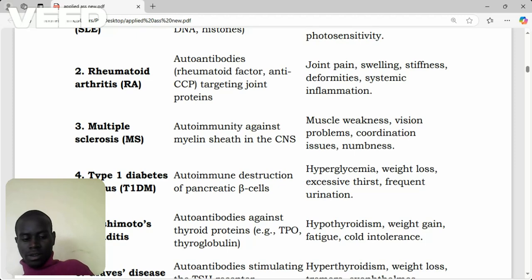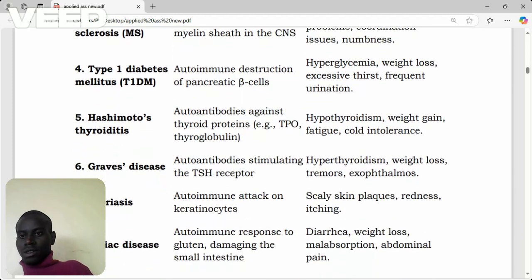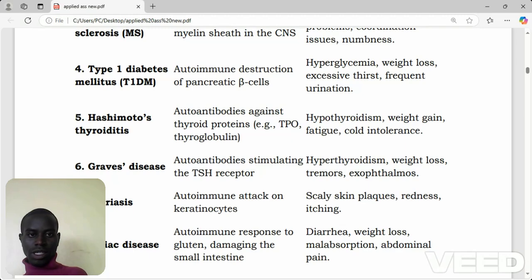The fifth condition or disease is Hashimoto's thyroiditis. This is caused by autoantibodies against thyroid proteins, for example TPO and thyroglobulin. Its clinical manifestations are hypothyroidism, weight gain, fatigue, and cold intolerance.